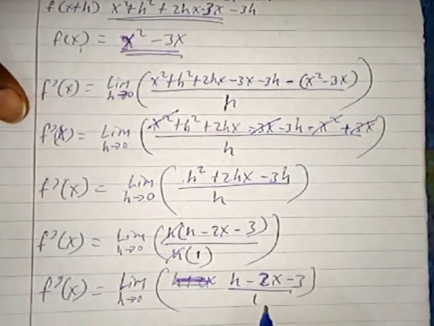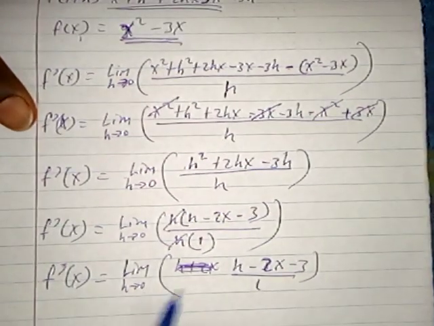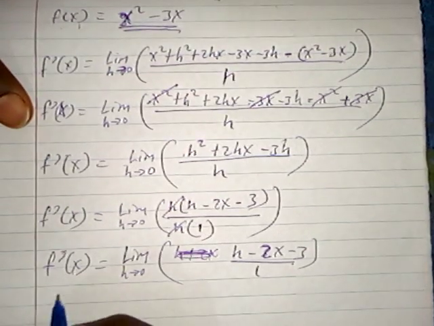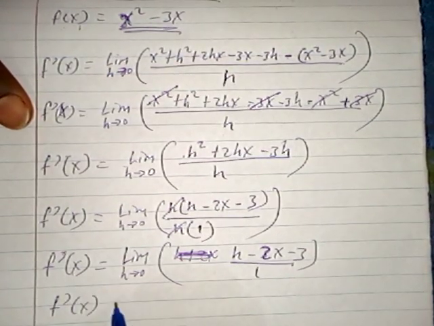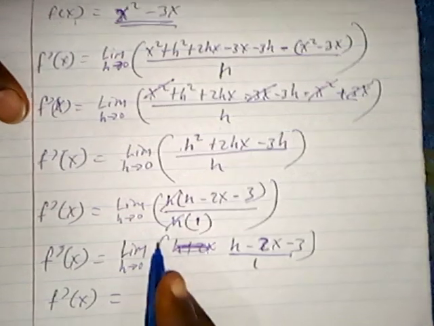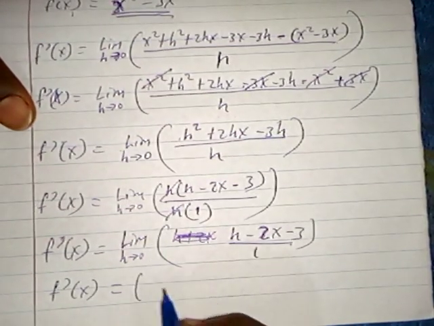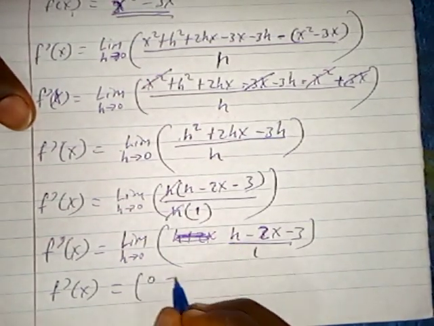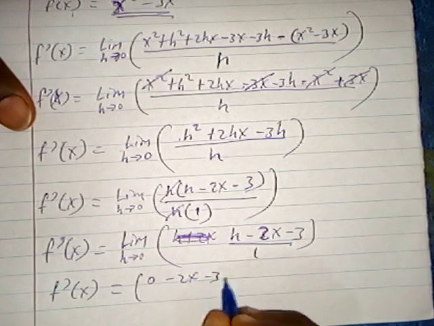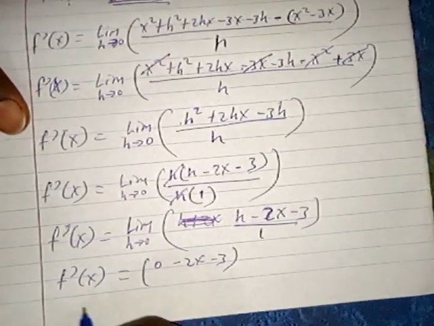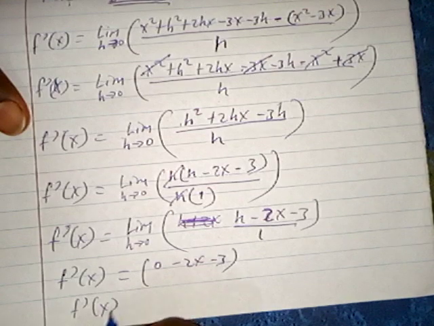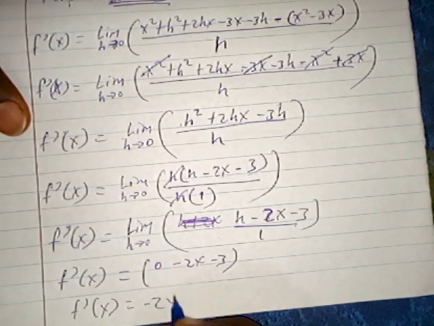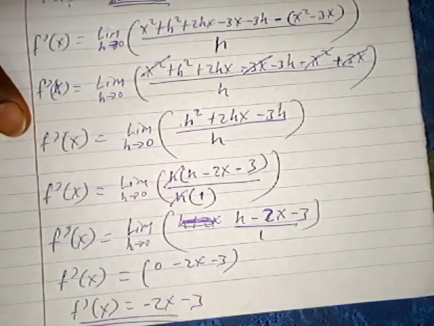Right? Anywhere we see h, what are we going to do? We are going to put 0. So the first derivative, anywhere you see h has already moved to 0. So you say h there is 0, plus 2x minus 3, right? A number divided by 1 is just the number. So the first derivative is now equal to 2x minus 3. This is your answer.